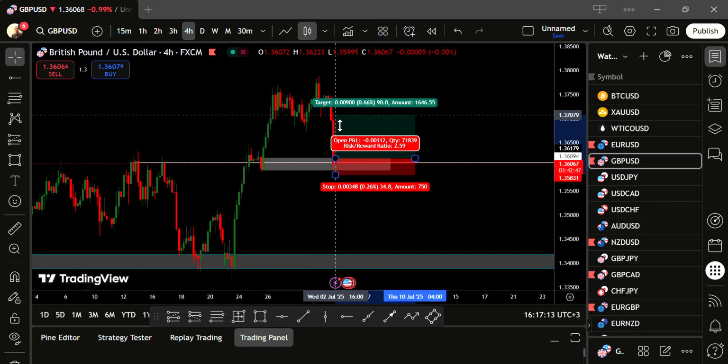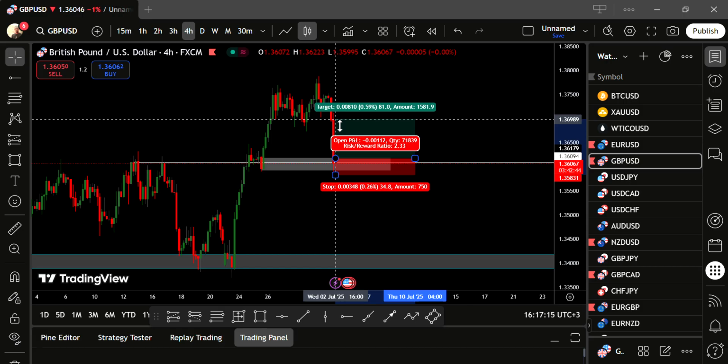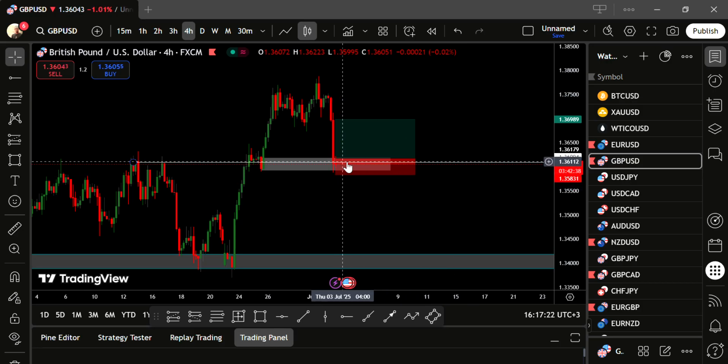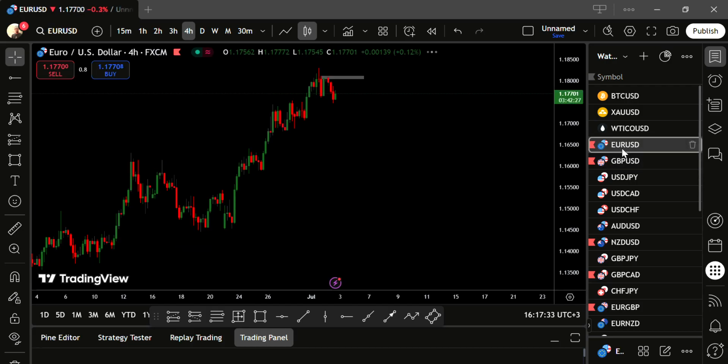A 1 is to 2.3. That should be the target. 1 is to 2.3, and then we move out. However, price is still in that area, and we should monitor and see what it is doing. It is a good demand zone. So let's monitor that area. That is GBP USD. Do we have another one?